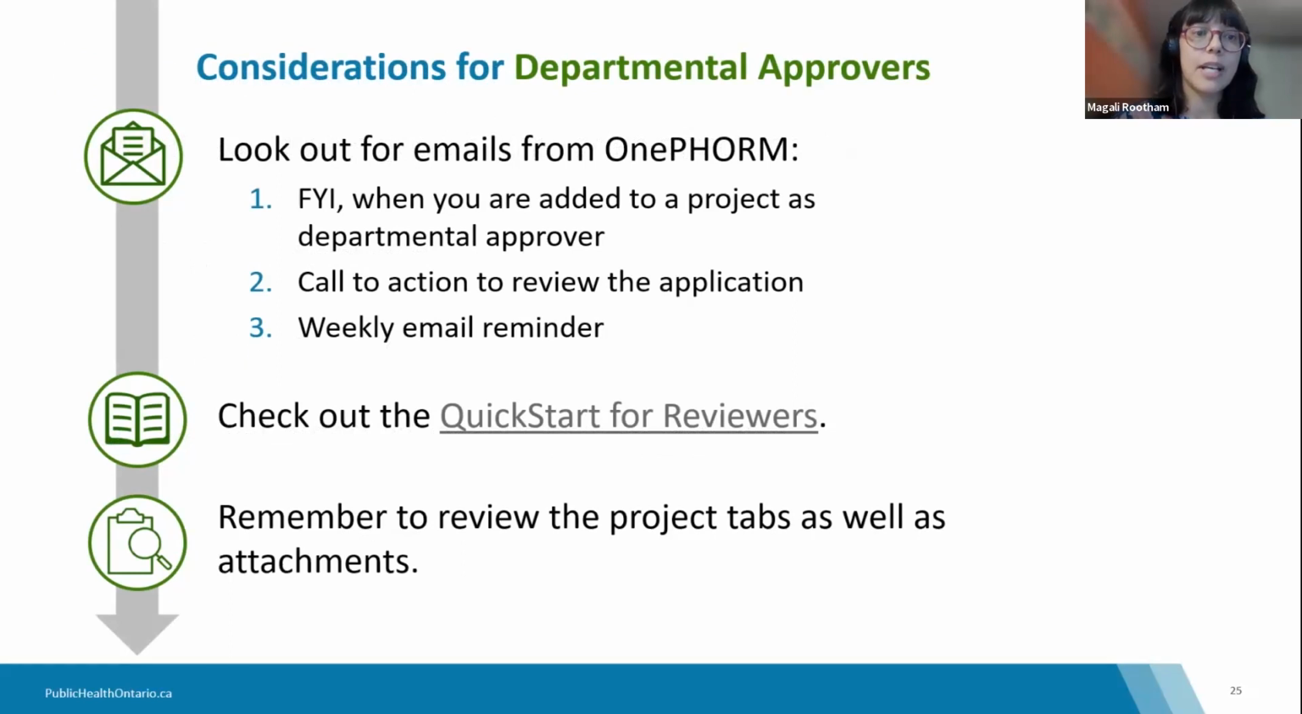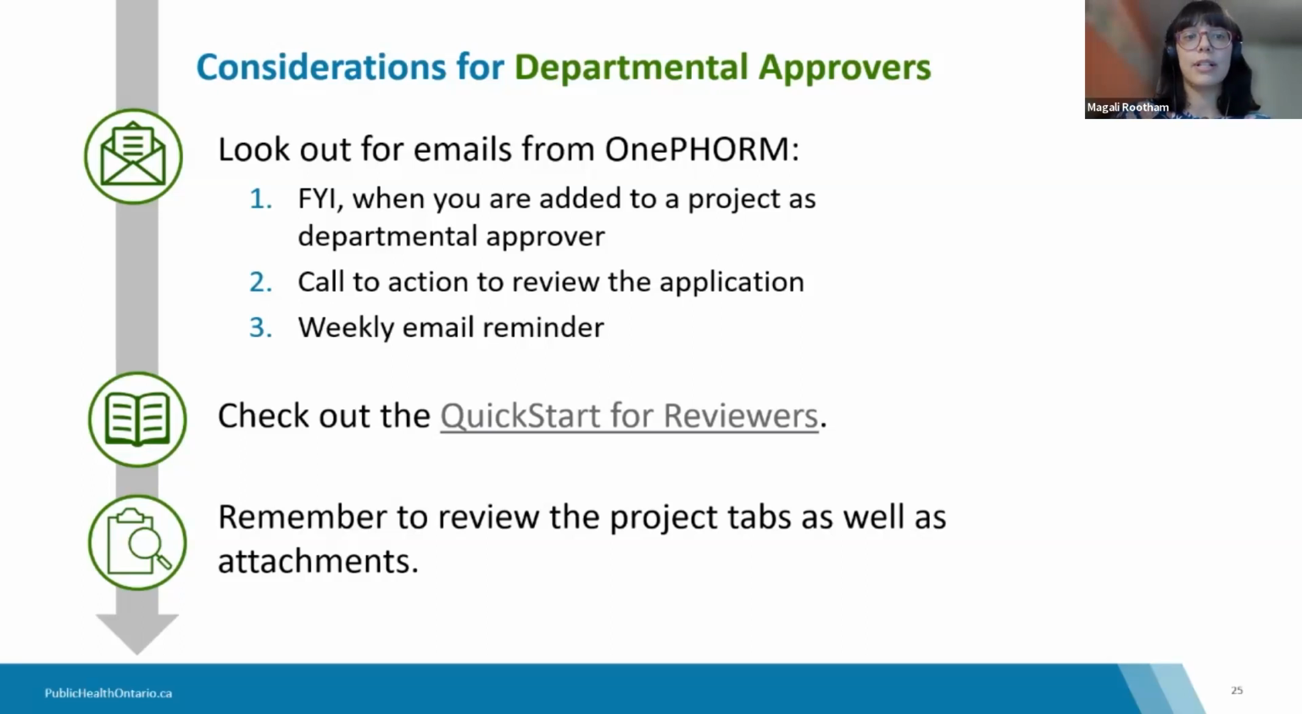Then we just have a brief slide for departmental approvers. The focus today has been mostly on applicants, but departmental approvers also have a few things to know. One, as soon as you add them to that field in your OnePHORM file, they'll get an FYI email that they've been added. This is to make sure they're the correct person. They should self-identify if they're not the right person, and they can write to OnePHORM or to the project applicant, but they should fix that if they have been incorrectly listed in that field.